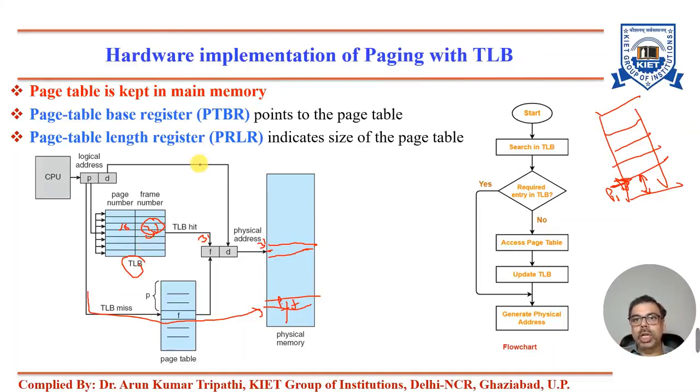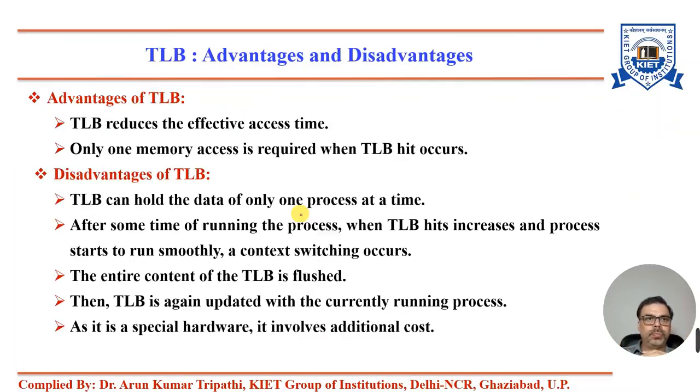So here a flowchart is there. Search the TLB. Is the required entry in the TLB? If yes, generate the physical address. If not, access the page table, which resides in the main memory. Update the TLB, meaning bring that page and the corresponding frame number into the TLB, and generate the physical address. So this is the process to map a page number to a frame number, that is, the address generated by the CPU to the physical memory location.